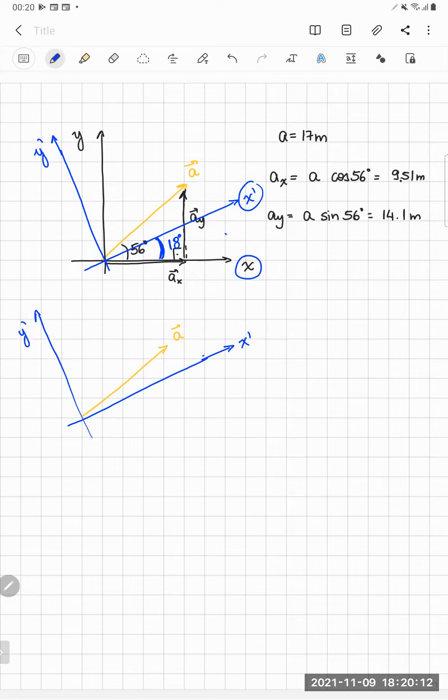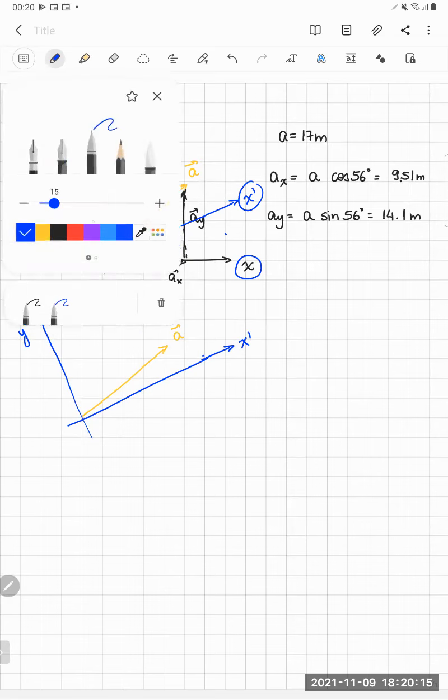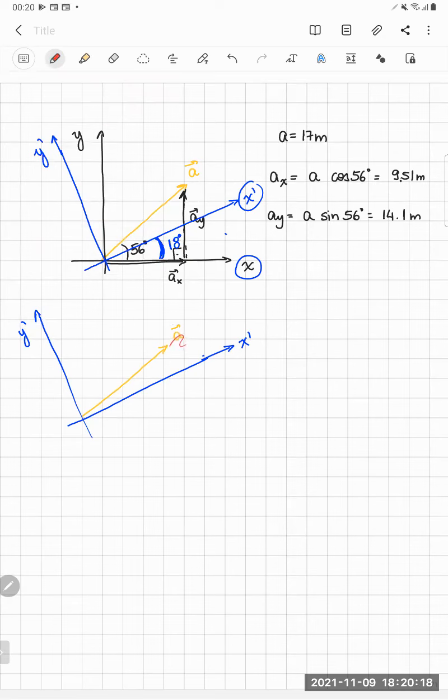Okay, so what do we need to do? We have to find the components. So we have to draw our right triangle. Now we have to project this. So here we have our AX, but AX prime. And here we have our AY prime. These are the two vectors that compose this total vector A according to this frame. And they want to know what are the magnitudes of this AX prime and the magnitude of AY prime. So the procedure is going to be the same. All that we need to know now is what is this angle? And what do you think is this angle?